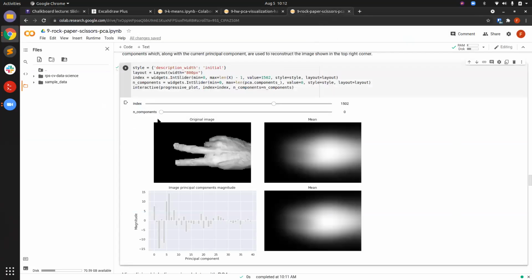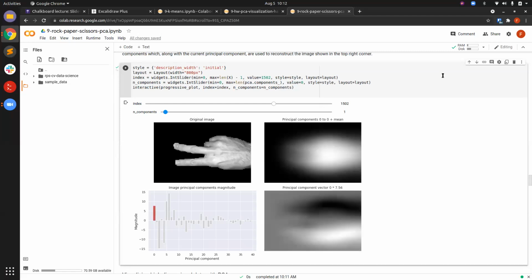Here's an original image and the mean. Let's look at the first principal component. The first principal component encodes where the hand is in the image. Let's look at a few other examples of images and see how the magnitude of that first principal component changes.